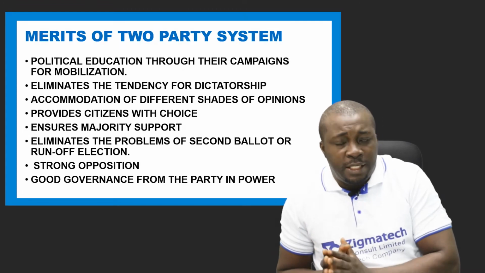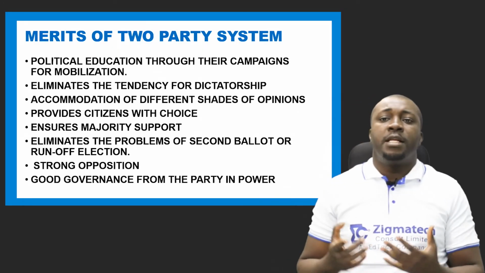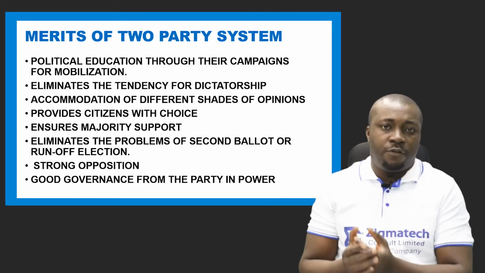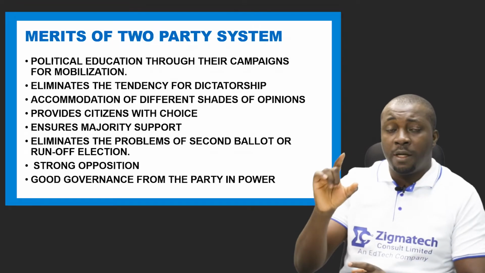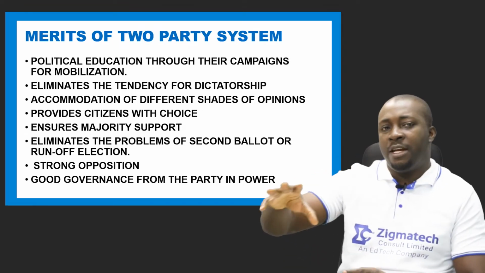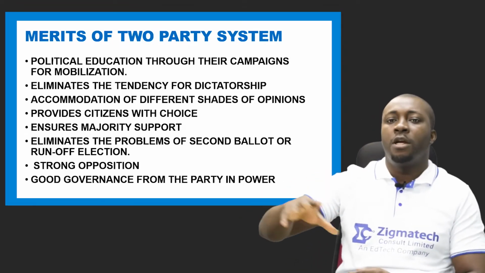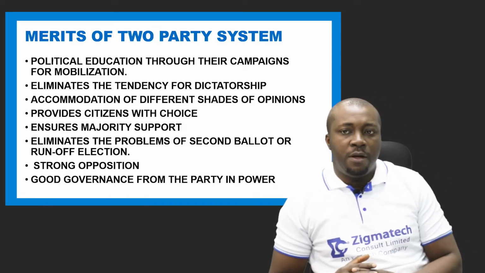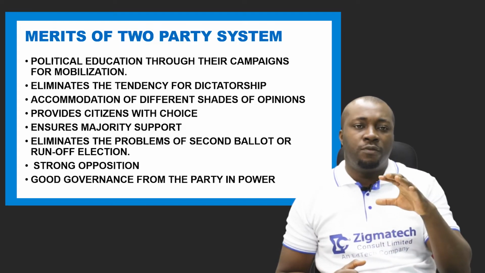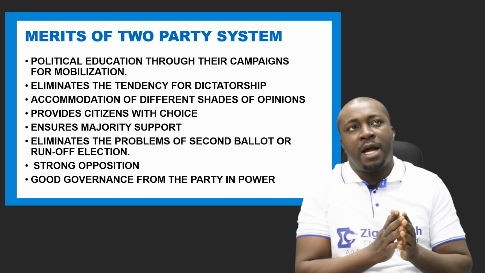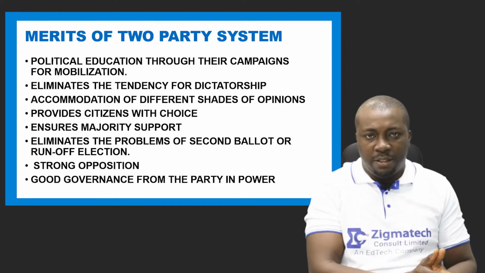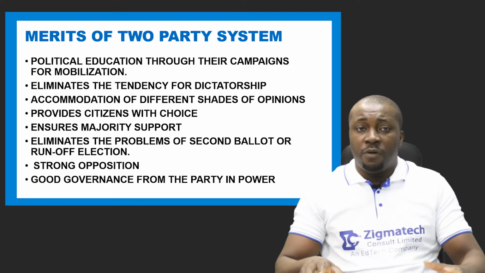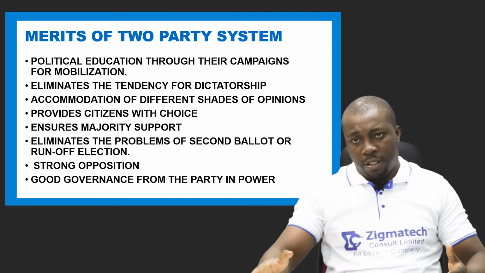So it eliminates the tendency for dictatorship. Then it accommodates different shades of opinion. At least we have two political parties representing different ideologies or two ideologies. So it relatively accommodates different shades of opinion. Then it provides citizens with choice. Citizens are not, in this case, limited to one political party. They have alternative. So it provides them with choice, this or this.